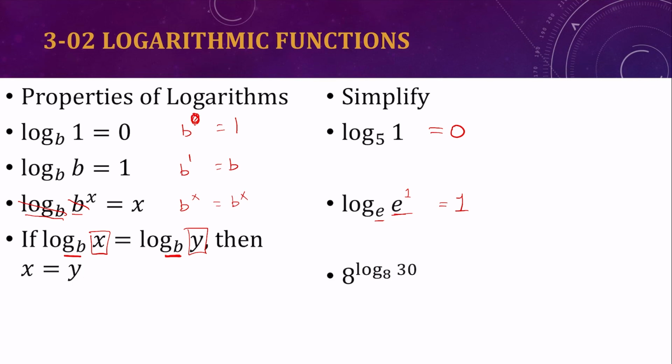This one looks different. But we still have base 8 and log base 8. Base 8 and log base 8, when they're like that, they're inverses. They cancel out, and you're just left with 30. That's like the third property.